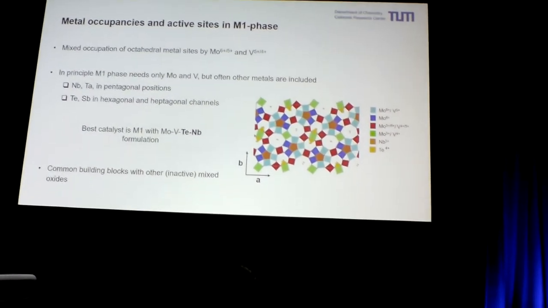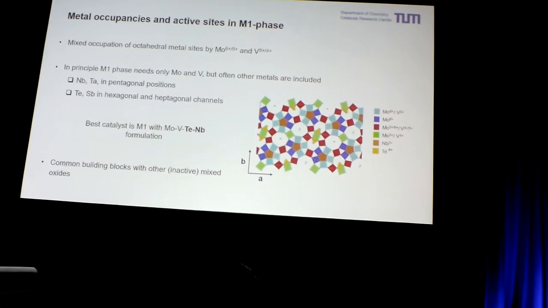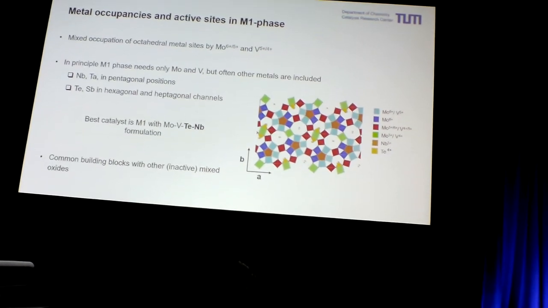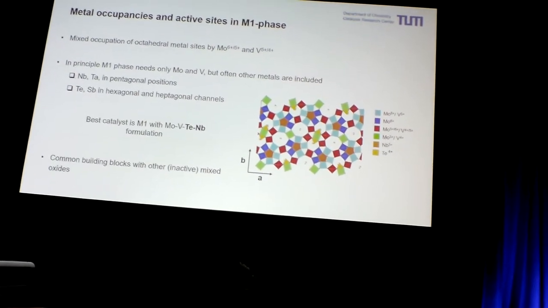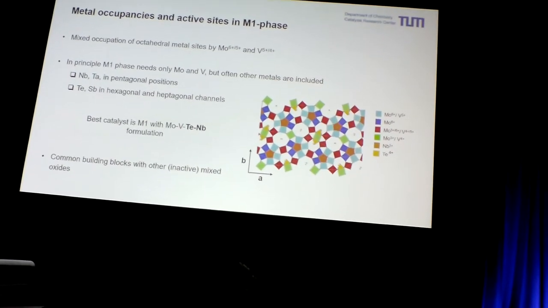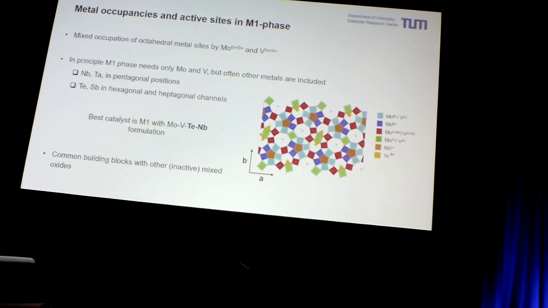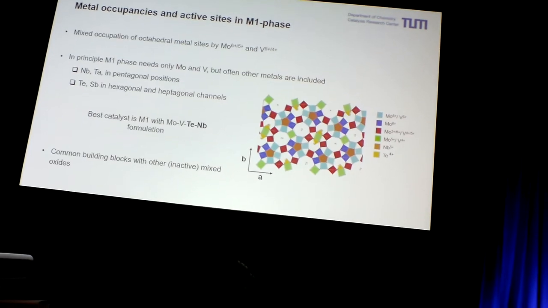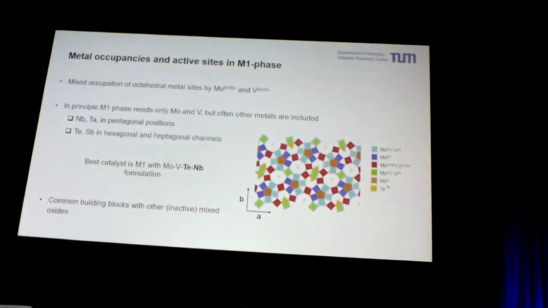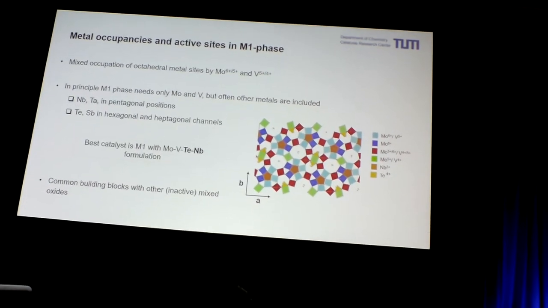We have these metal oxide octahedra that are occupied by either molybdenum or vanadium, although molybdenum is the most abundant metal. And both molybdenum and vanadium can be in different oxidation states. So we have quite a chemical flexibility already. In principle, the M1 phase can be formed with only molybdenum and vanadium. But as I mentioned in the introduction, the formulation with tellurium and niobium is the best catalyst, and therefore this is the material on which we focus.